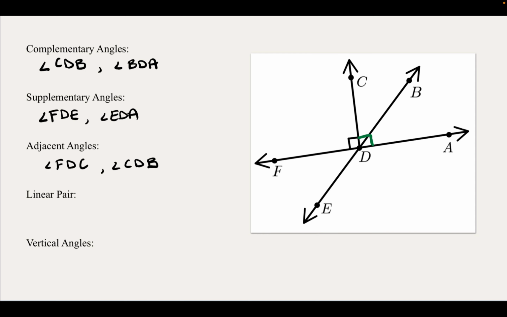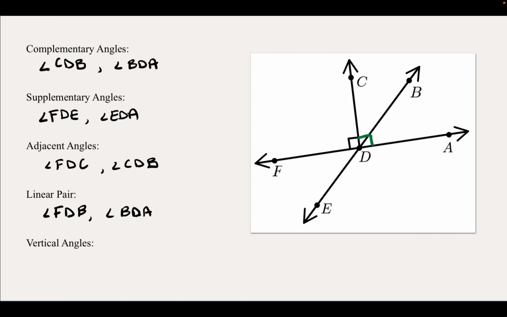A linear pair. Angles that are both adjacent and supplementary. So you can have complementary angles and supplementary angles that are not adjacent. That's fine. A linear pair has to be both adjacent and supplementary. I've actually already used one linear pair, but just to be different, I'll go with another one. I'll say FDB and BDA. That's another linear pair. Angle FDB and angle BDA.